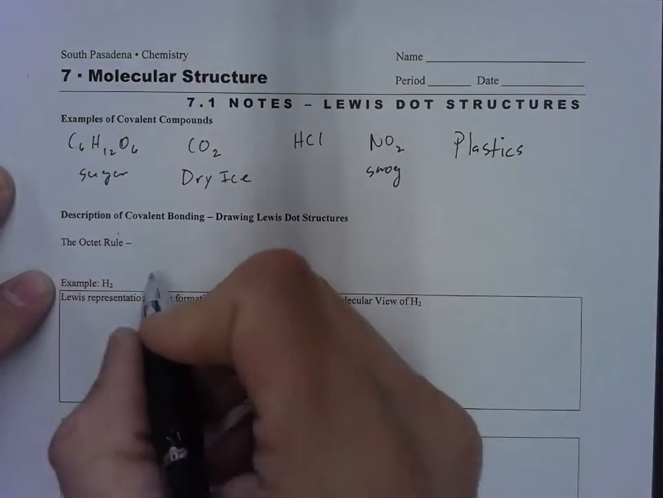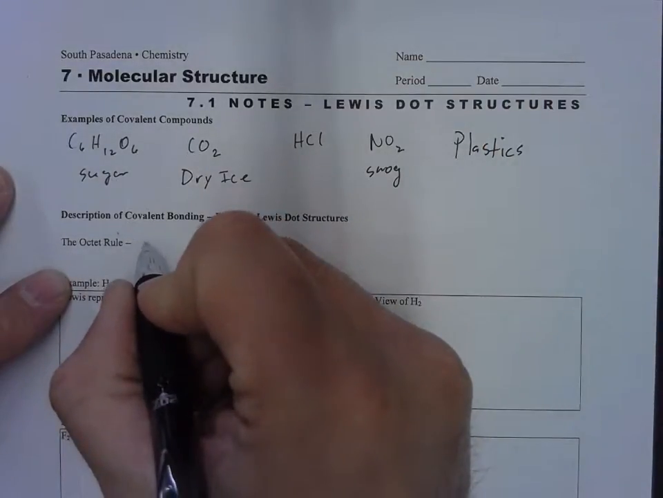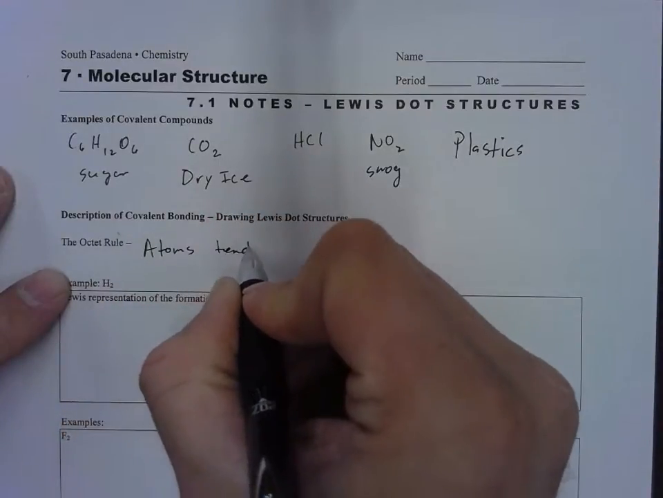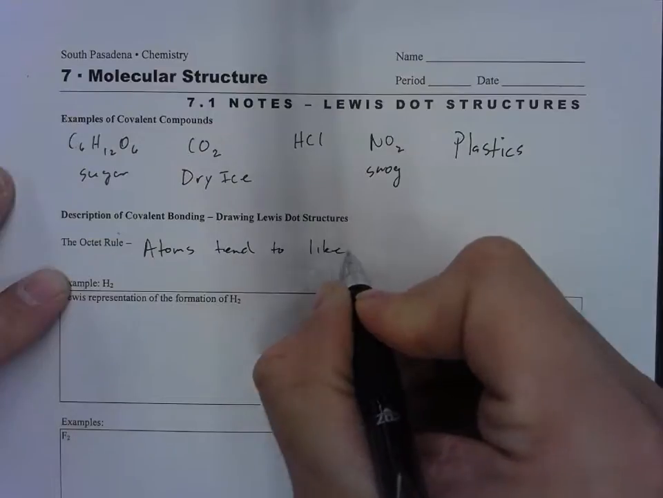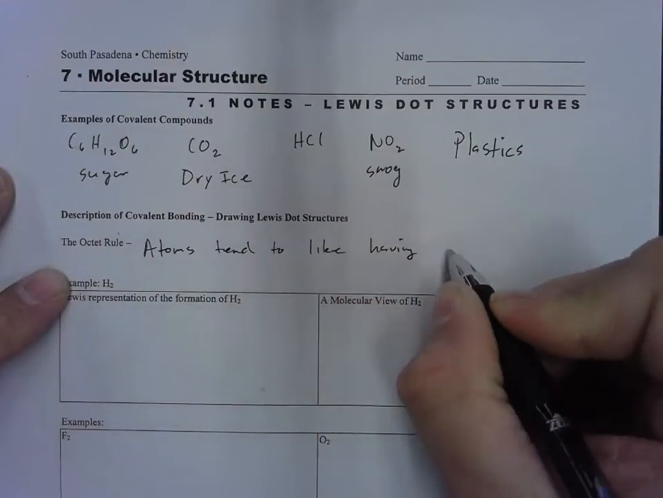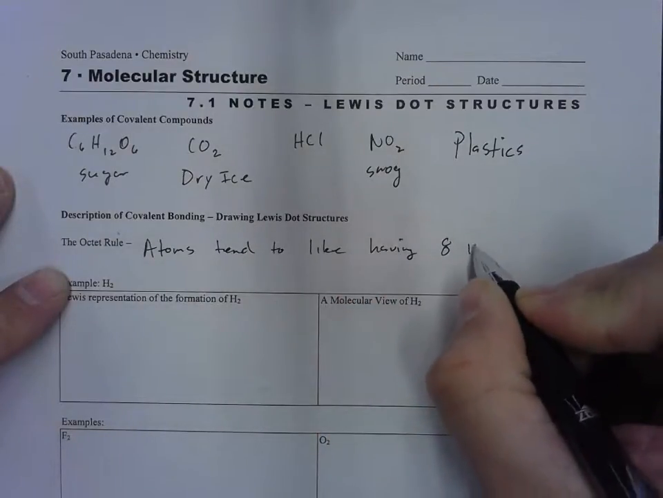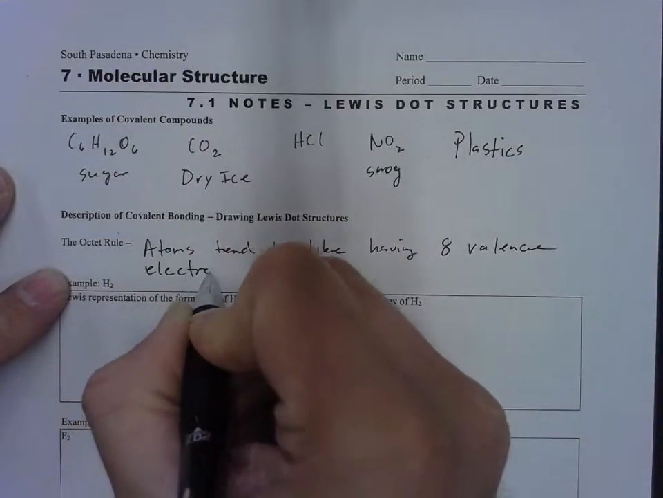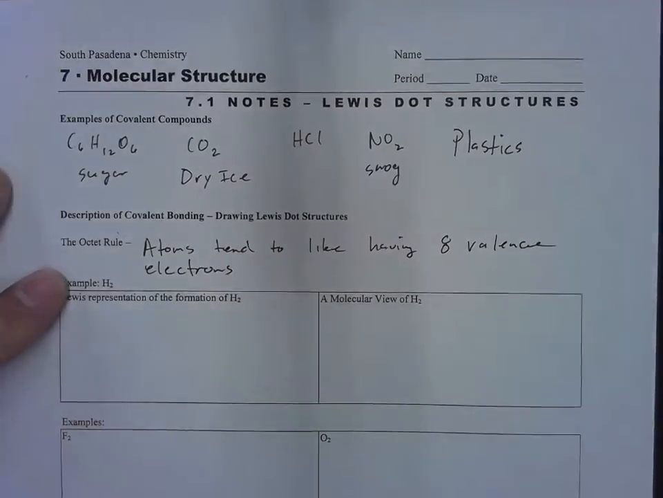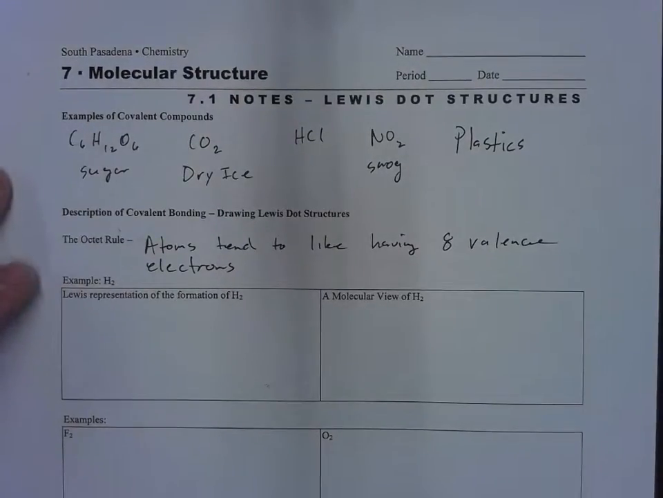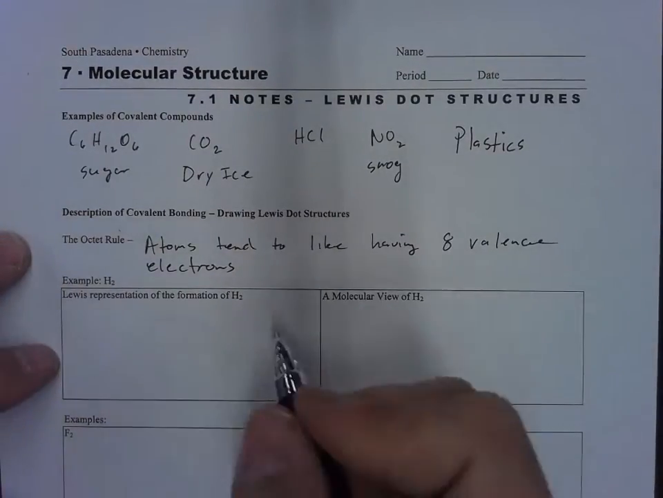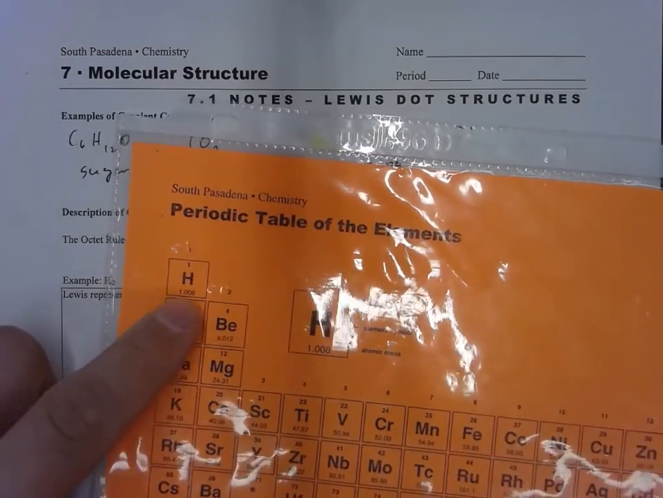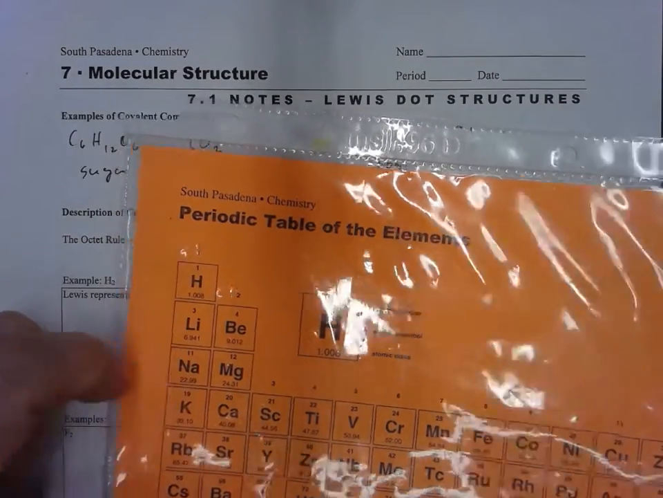Okay, the octet rule says that atoms tend to like having 8 valence electrons. Now there's exceptions. Well, this first example is an exception because hydrogen only has 1 valence electron, right? It's group 1, element 1. It's only got 1 valence electron.